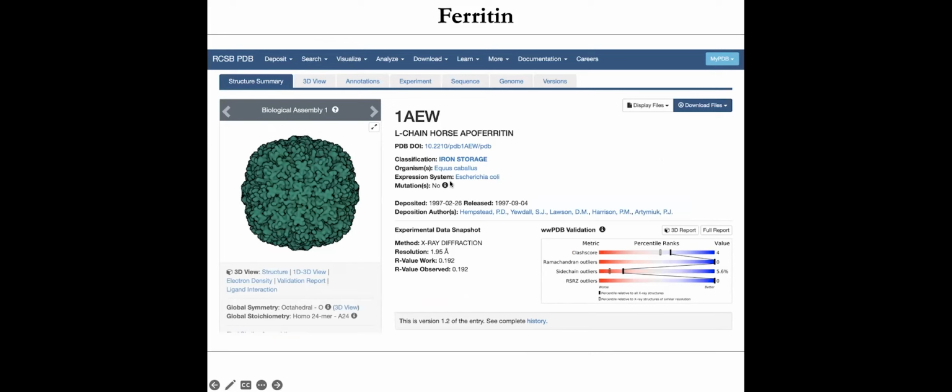The expression system was E. coli. So this protein itself was expressed in E. coli, and it was deposited a long time ago in 1997 by this group here. It was determined by X-ray diffraction, and it has a resolution of 1.95 angstroms, which is quite good resolution. So let's take a look at this structure.